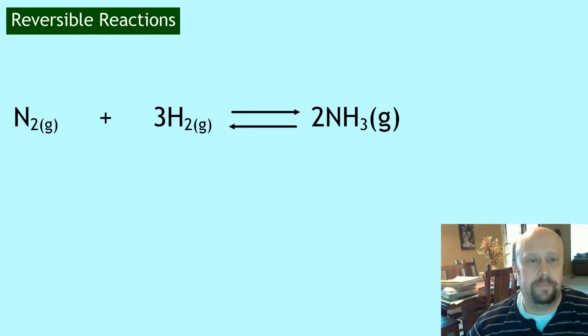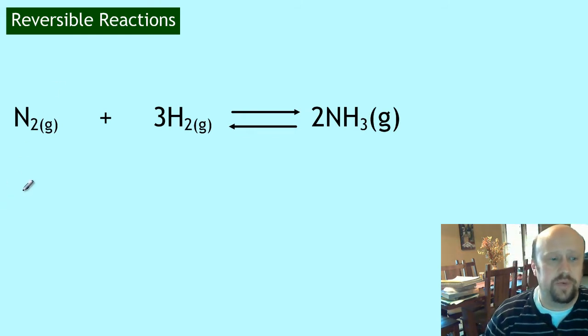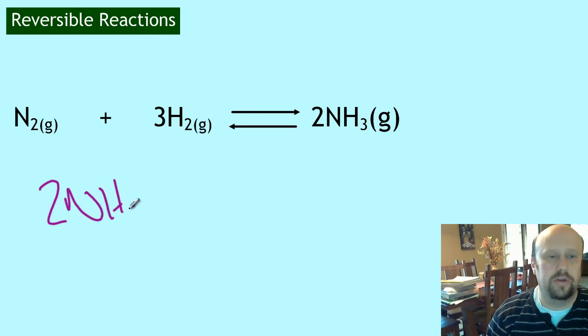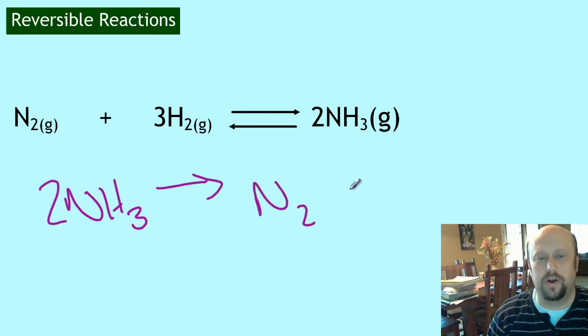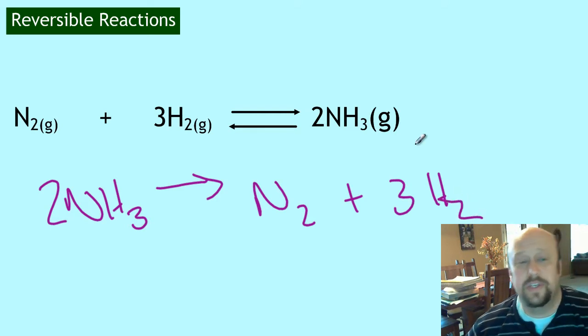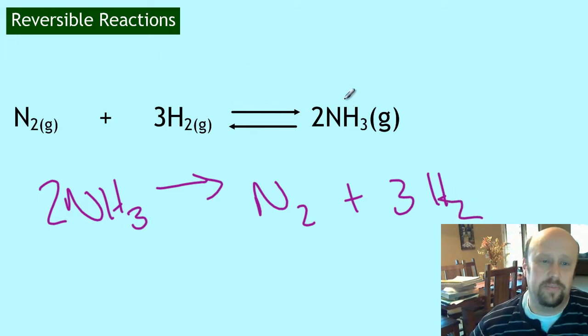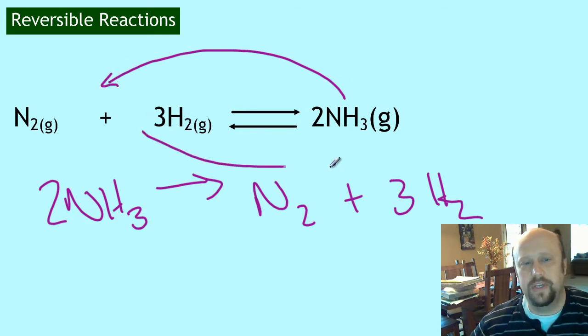We could essentially switch things up so that we've got two ammonia. I know, guys, remember it's tough to write like this. And that's going to yield our nitrogen plus our hydrogen. In other words, the exact same reaction but flipped, so that we change this to become our reactant and these things become our products.